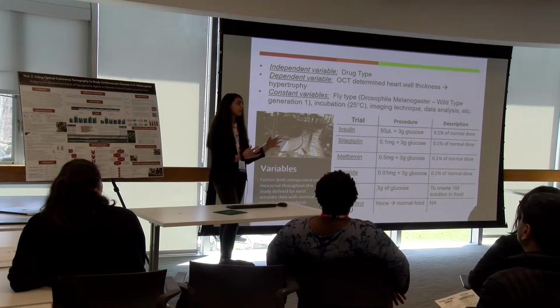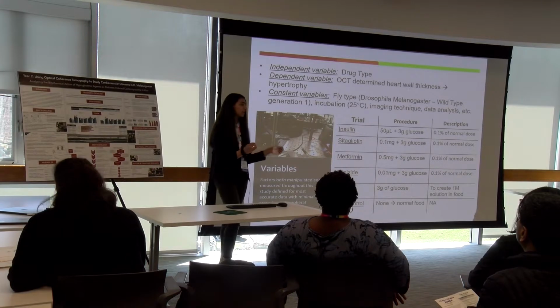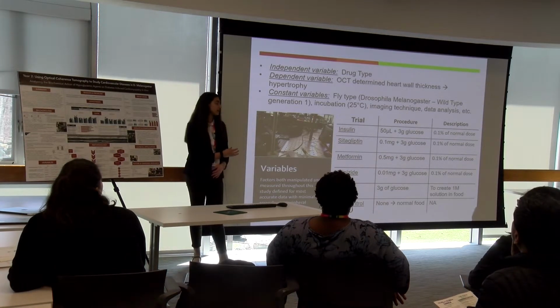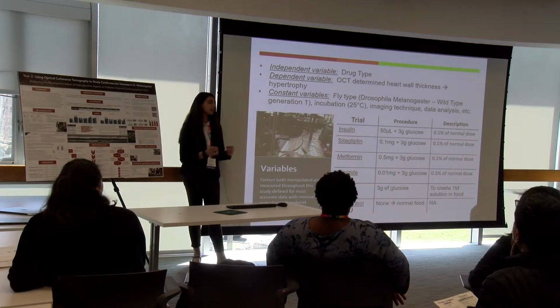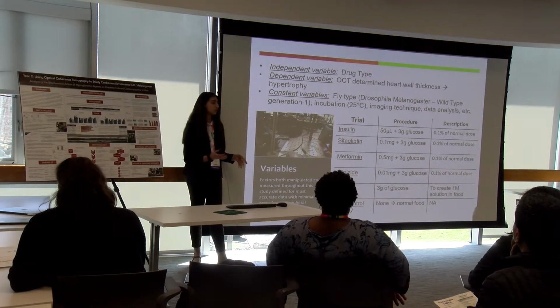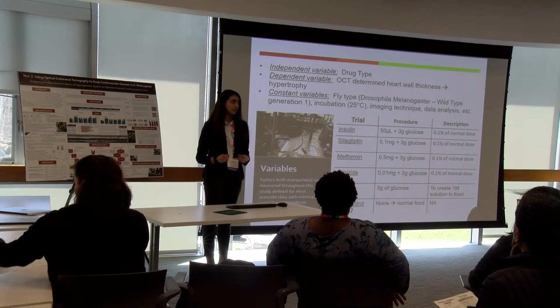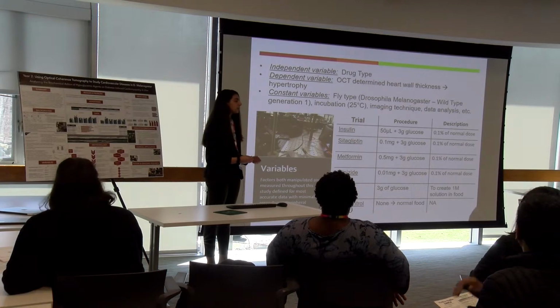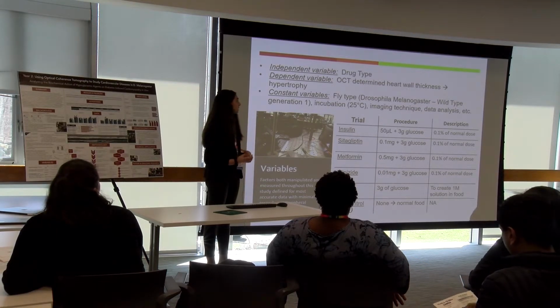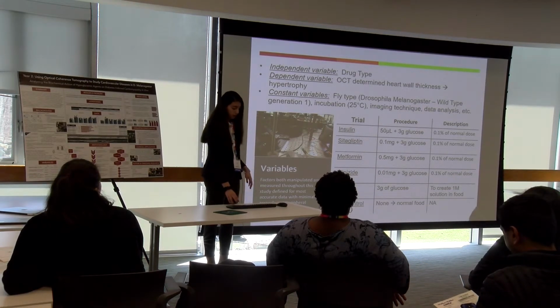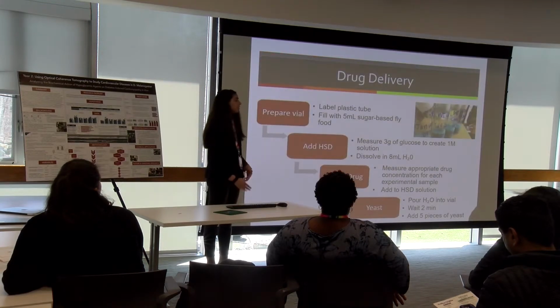The procedure by which the concentrations of the drug were identified was based off of a methodology that I optimized in my previous study with antiarrhythmic agents, using 0.1% of normal human dosage diluted in regular fly feed. So this caused variation depending on the normal human dosage. The dependent variable, or the factor that was measured, was heart wall thickness, which is indicative of hypertrophy, a type of cardiomyopathy. And the constant variables were held for utmost accuracy in results.